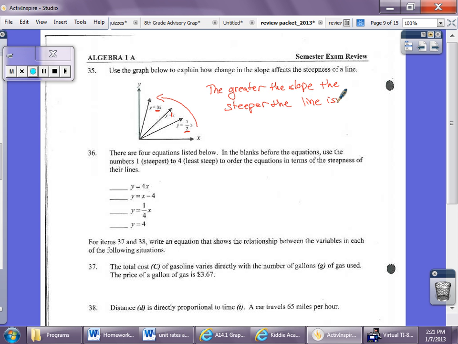All right, we have 4 equations. In the blanks, we use the numbers 1 for steepest to 4 for least steep. When we look at these, I know that my slope is 4, my slope is 1, my slope is 1/4, and when we look at the fourth one, there's no x, so if I add in 0x, I know that my slope is 0. So 1 is the steepest slope, and the steepest slope has the highest value, which is 4, then we have 1, then 1/4, and then 0. So it's already in order, 1, 2, 3, 4.